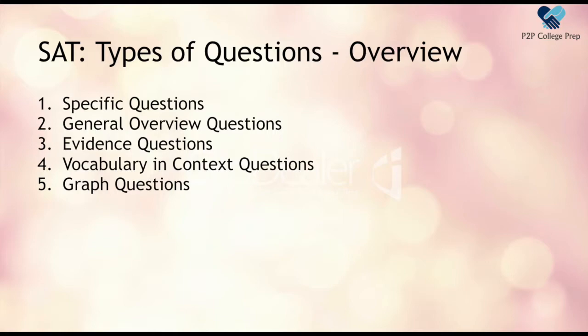A general overview of the types of questions you may see are specific questions where the answers can be found directly in the text, general overview questions which may ask the passage's purpose or the function of something that the author wrote in the passage, evidence questions, which ask you to find the lines that provide evidence for the previous question, vocabulary and context questions, and graph questions.